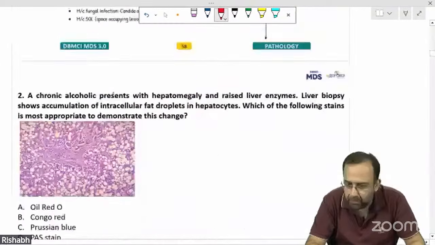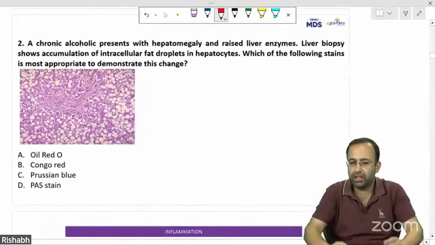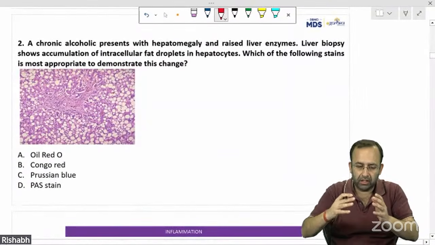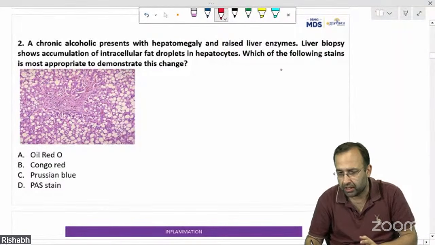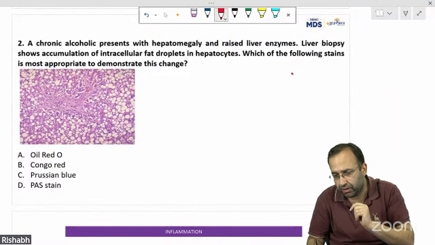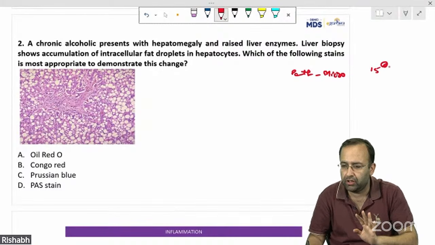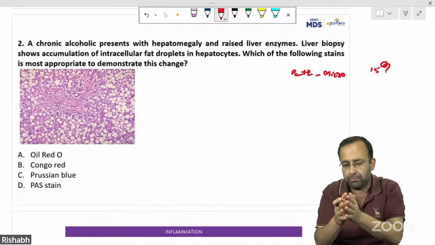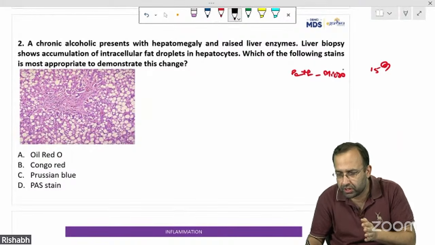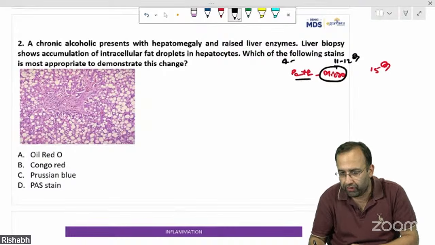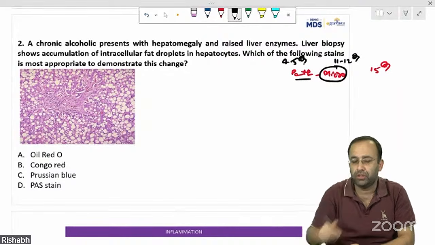It happens. Papers are unpredictable, which is why you cannot afford to leave any subject. I'll tell you one more thing, just 2 minutes. Path and micro combined, usually we get 15 questions, whether it is NEET or INI. In the previous 2 years, we were getting more questions from micro: 11, 12 questions from micro and 4, 5 from path. This was the breakup in the previous 2 years.